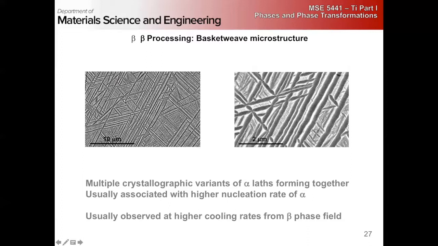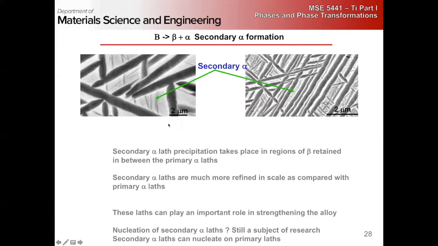As we cool down, our driving force for nucleation increases, so we nucleate a lot more variants, and we get these intersecting structures, right? And I had mentioned secondary alpha before, so you can see the length scale on this. This is 2 microns. And here's the secondary alpha in the remaining beta matrix. Remember, we're holding this in the two-phase alpha plus beta phase field.